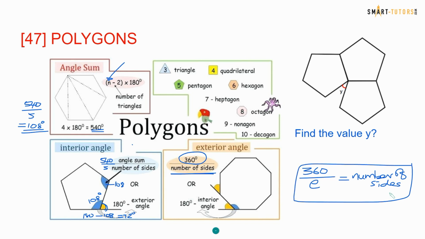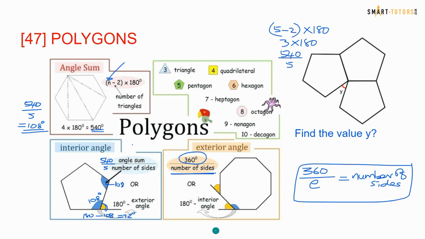Right, let's concentrate on this question. This question is a pentagon. So pentagon means 5 minus 2 times 180, 3 times 180 is 540. 540 divided by 5.